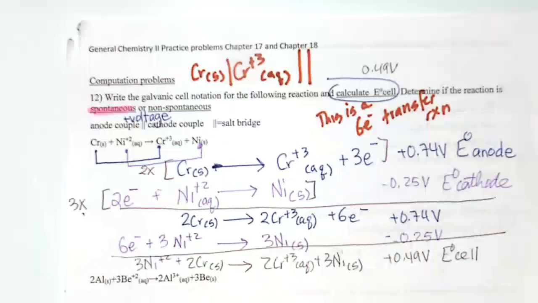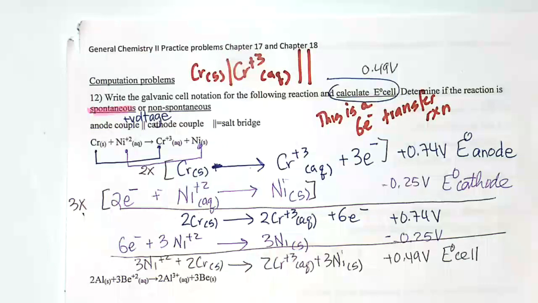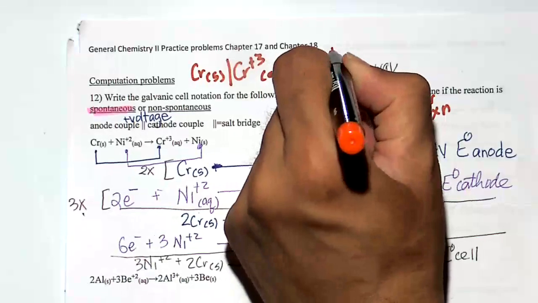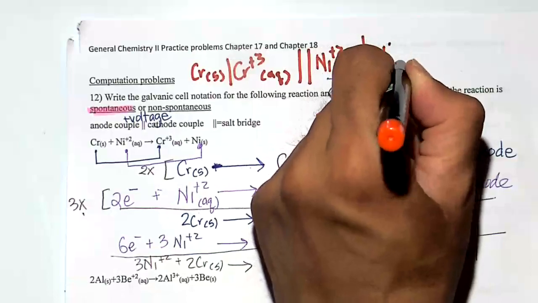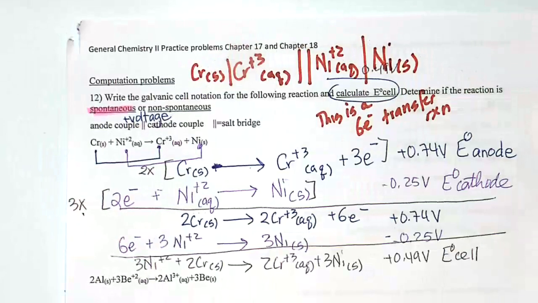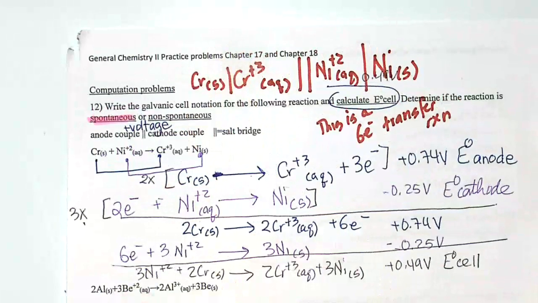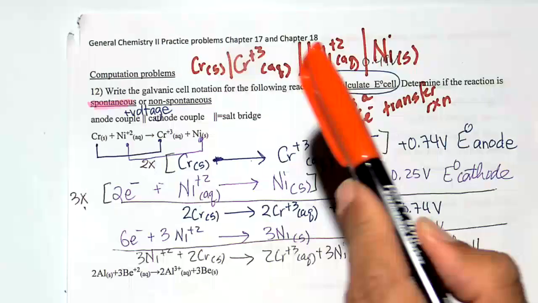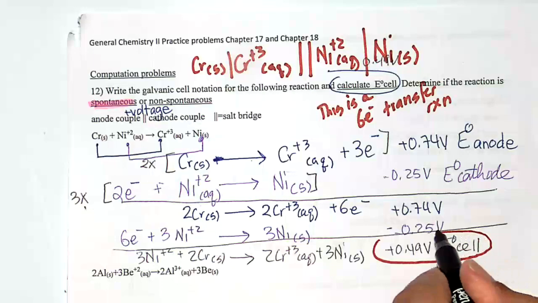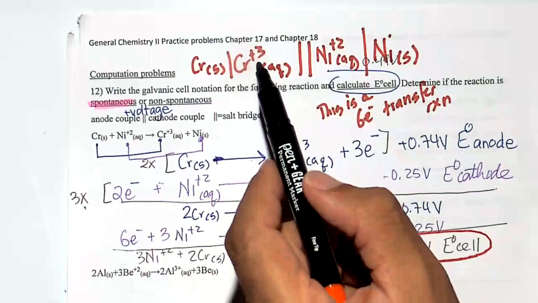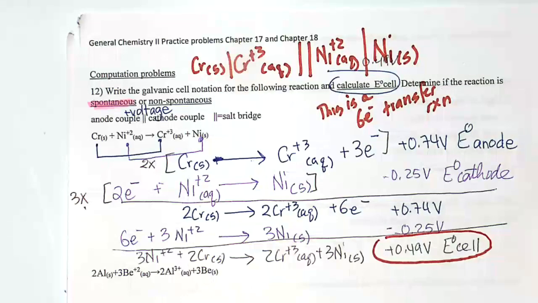What is our salt bridge? Two lines, and now the cathode couple. The cathode couple here is Ni plus 2 aqueous. You can draw a straight line down, Ni solid. So this is the answer. It's spontaneous, positive 0.49 volts. And yes, this is the galvanic cell notation.